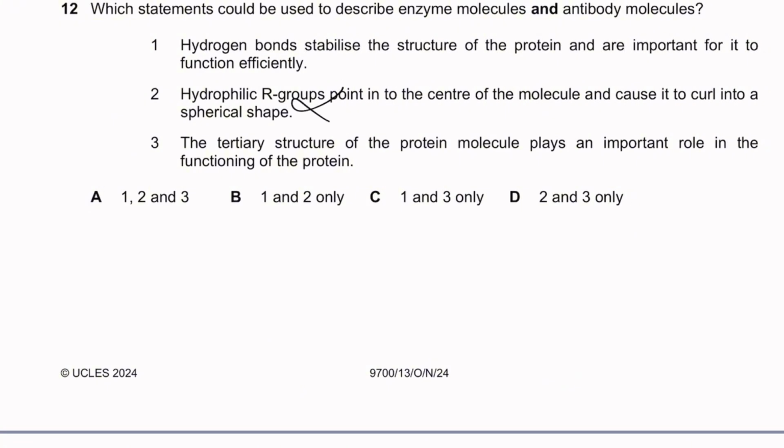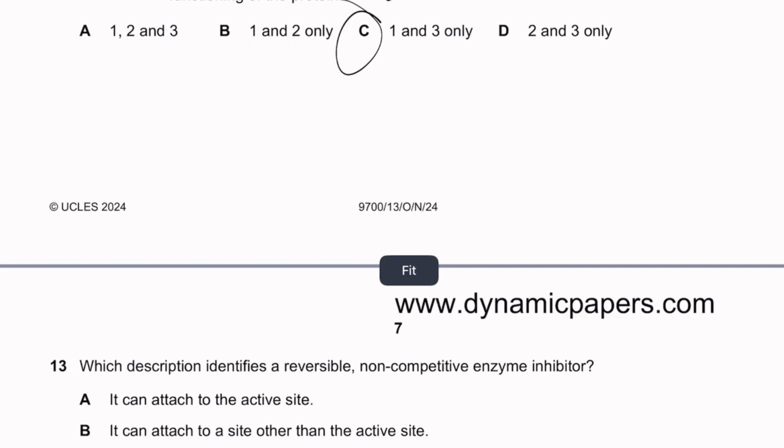This is wrong. Okay, if it's hydrophilic, it should point outwards, away from the center, towards the water, whereas the hydrophobic is going to go inside. Okay, the tertiary structure causes the protein molecule to play an important role in the functioning of protein. Of course, tertiary structure, so it's going to be 1 and 3 only, and so C.